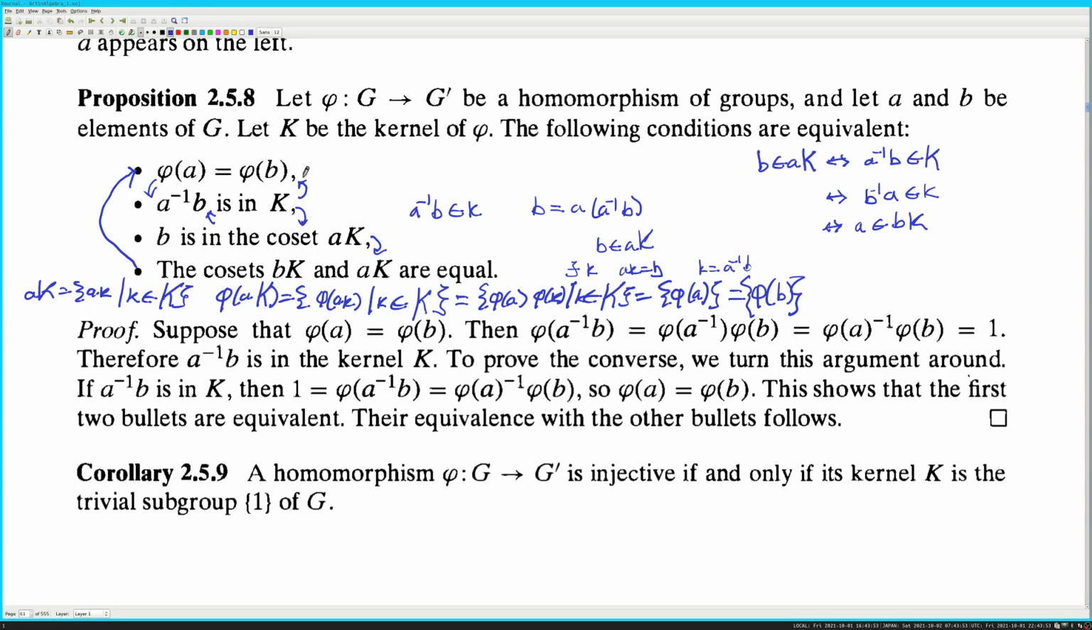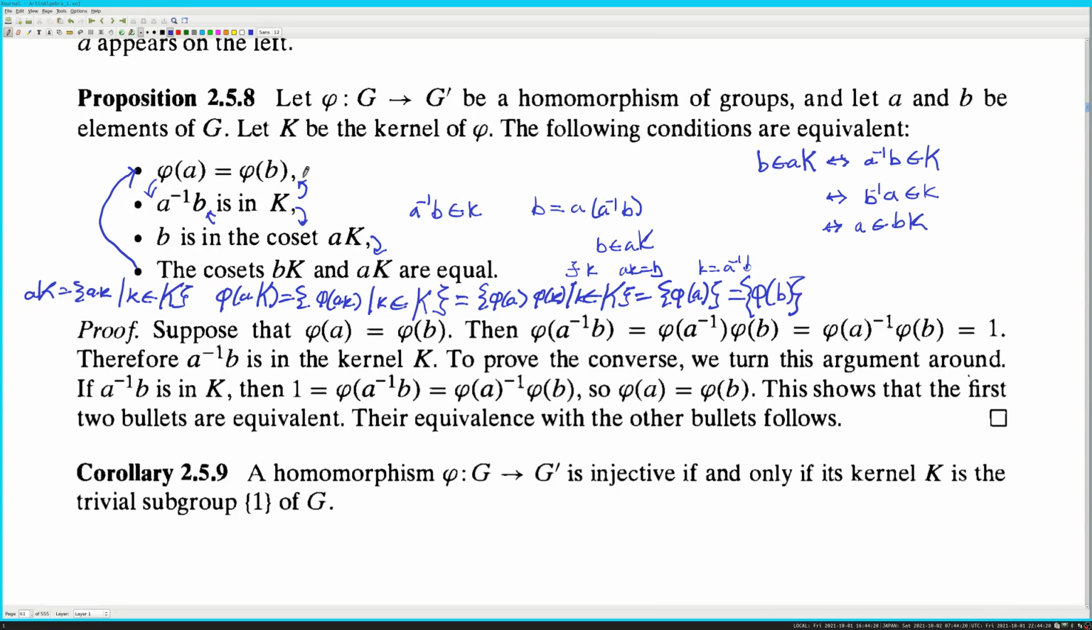So let's just read Artin's proof. Suppose that phi of a is equal to phi of b, then phi of a inverse b is equal to, you split up using the homomorphism, phi of a inverse times phi of b. Because phi of a equals phi of b, it's phi of b inverse times phi of b, which is equal to 1. So therefore a inverse b is in the kernel K.